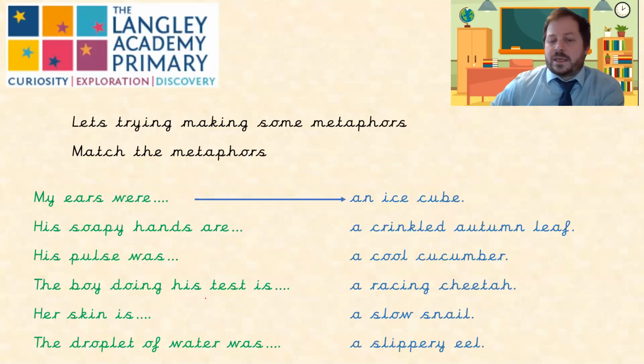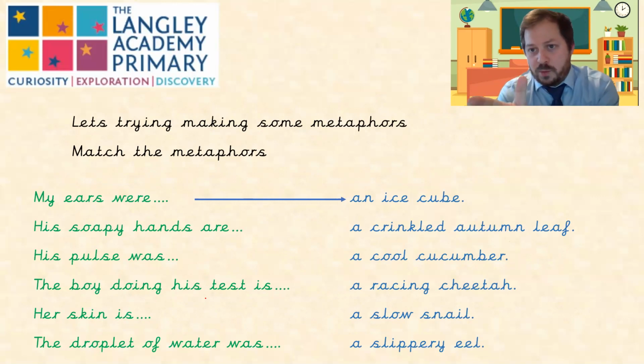So let's try making some metaphors ourselves. So you're going to match the green parts to the blue parts. I've done one for you. My ears were an ice cube, meaning that my ears are cold, which tends to happen when we walk outside in the snow, which is currently happening, or in the freezing weather, which again is currently happening.